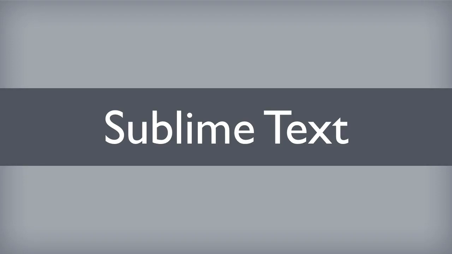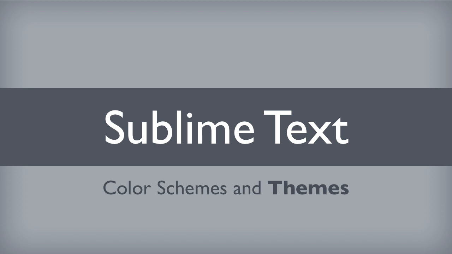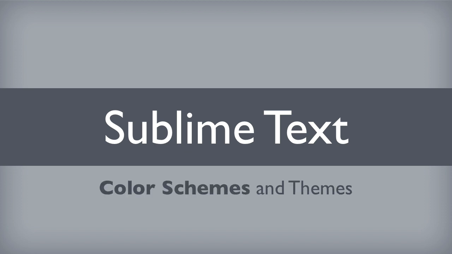Hello everyone. In this lesson, we will learn how to customize the appearance of Sublime Text. When it comes to customizing the appearance, there are two main factors. Number one, a color scheme, and number two, a theme. So let's start with number one, a color scheme.